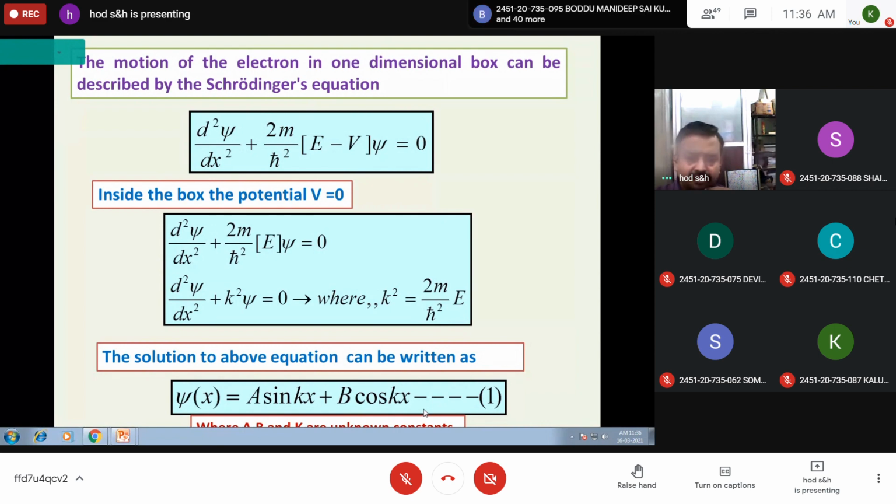So we have taken the Schrodinger time independent wave equation. Yesterday we derived this: ∂²ψ/∂x² + (2m/ħ²)(E − V)ψ = 0. But inside the box, the potential is 0. You keep V as 0. Then we get ∂²ψ/∂x² + (2mE/ħ²)ψ = 0. Let us assume k² is 2mE/ħ². Then you can obtain ∂²ψ/∂x² + k²ψ = 0, which is a second order differential equation. The probable solution is given by ψ(x) = A sin kx + B cos kx, equation 1. Please note that.